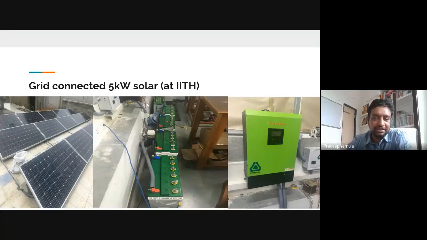Now in the middle, there are batteries. Okay, 4 batteries are there. Each battery is 150 ampere hour. And on the extreme right, we have the inverter. So all these 3 things, the solar panels, batteries, and inverters together will form the grid connected PV system.